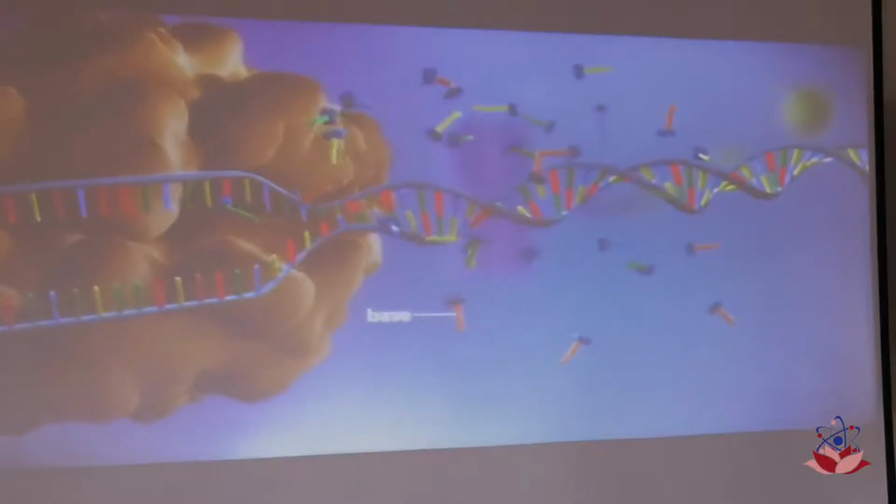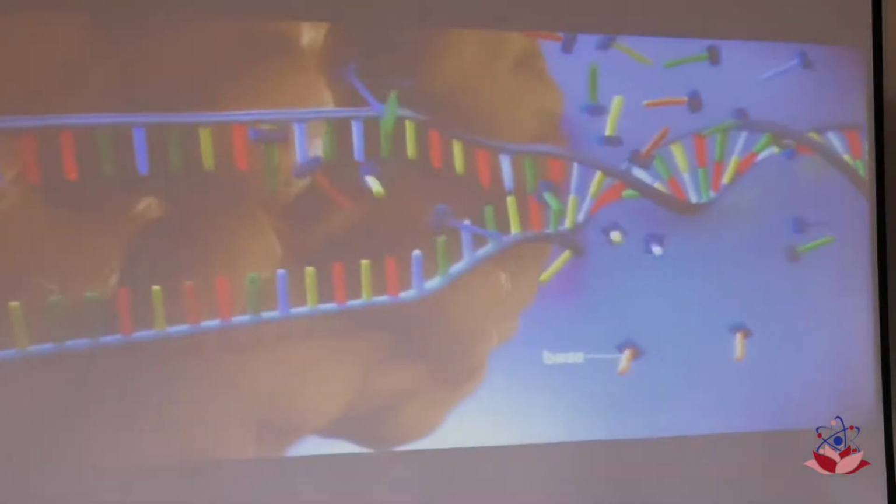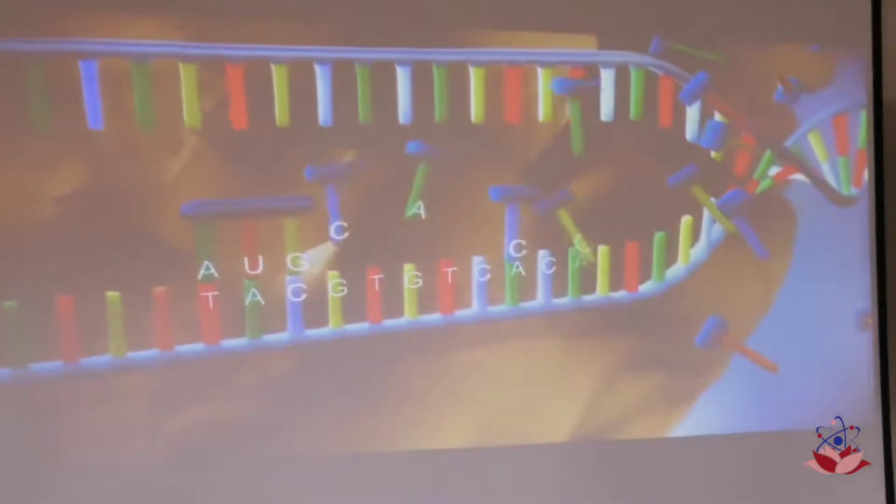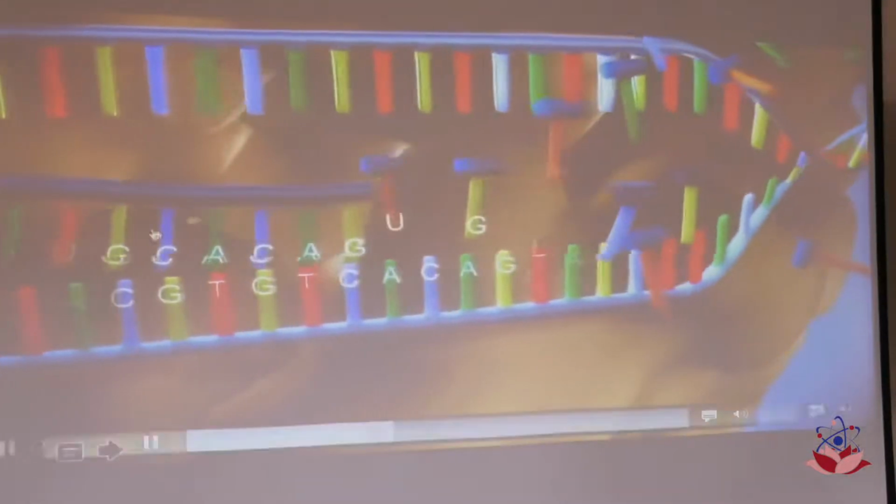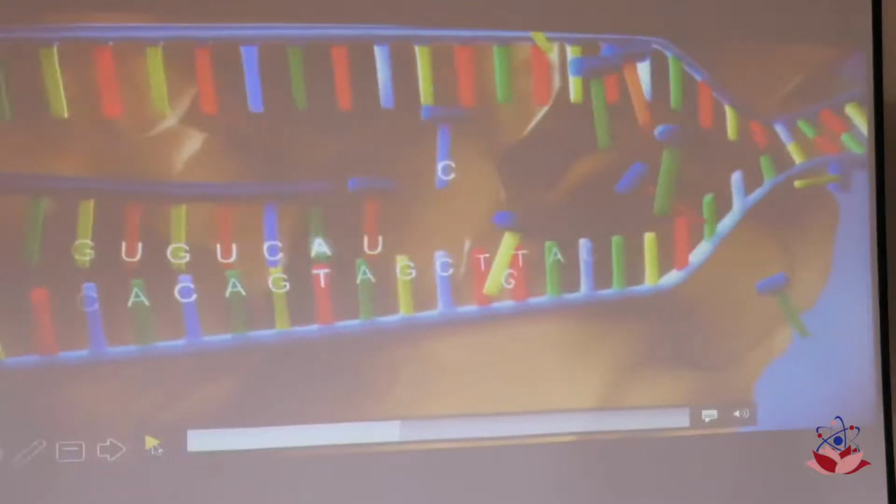The DNA makes a strand of messenger RNA out of free bases in the nucleus. The DNA code determines the order in which the free bases are added to the messenger RNA.